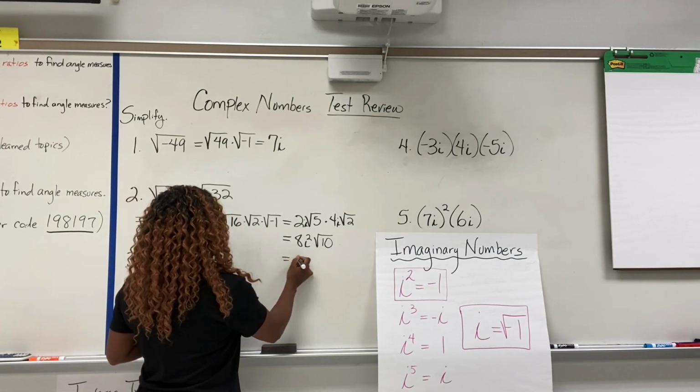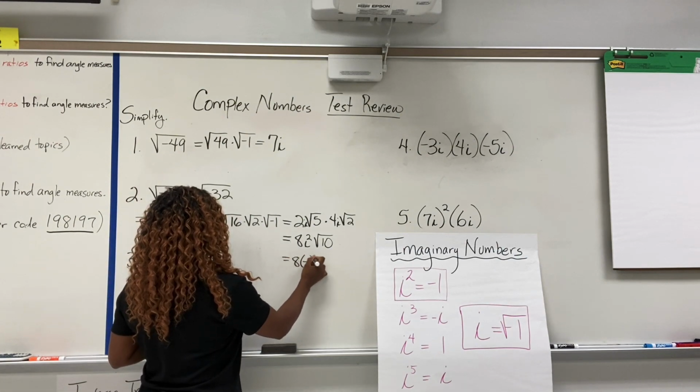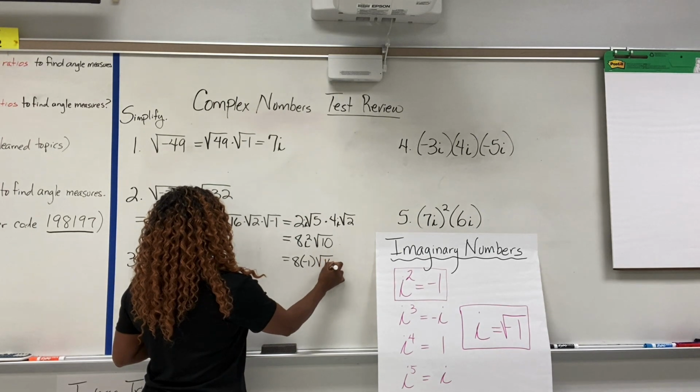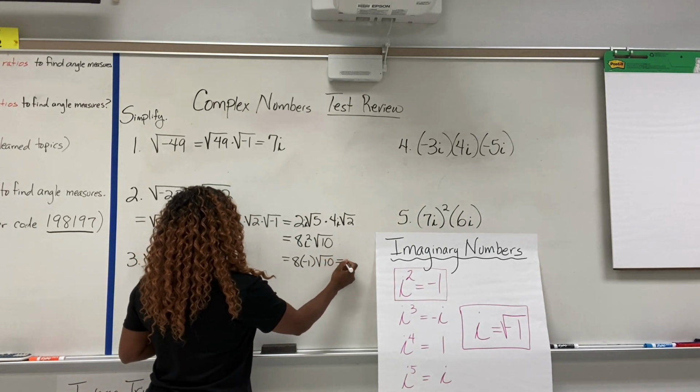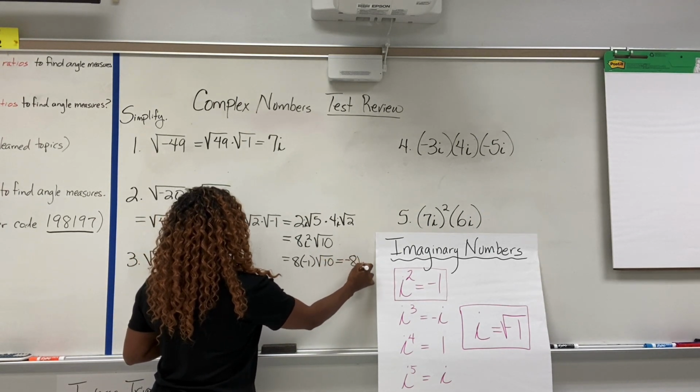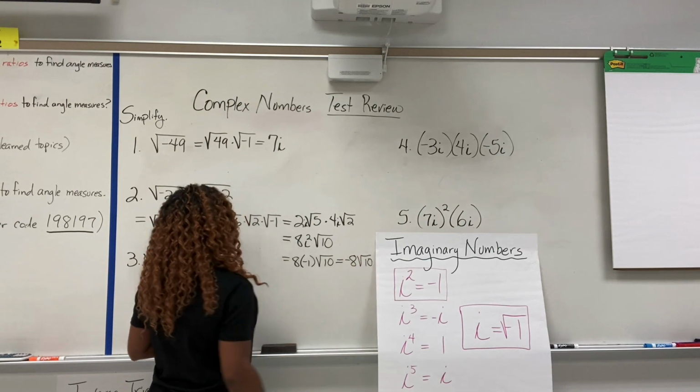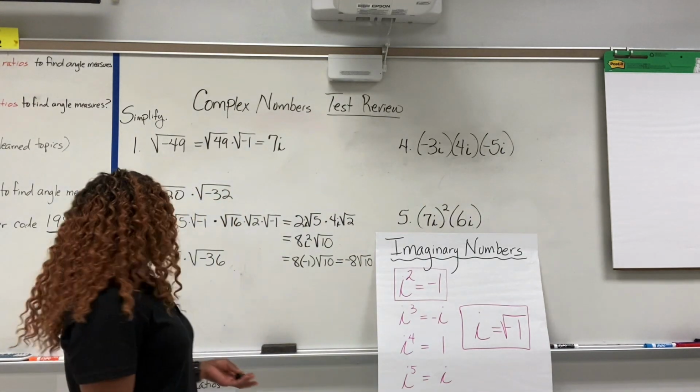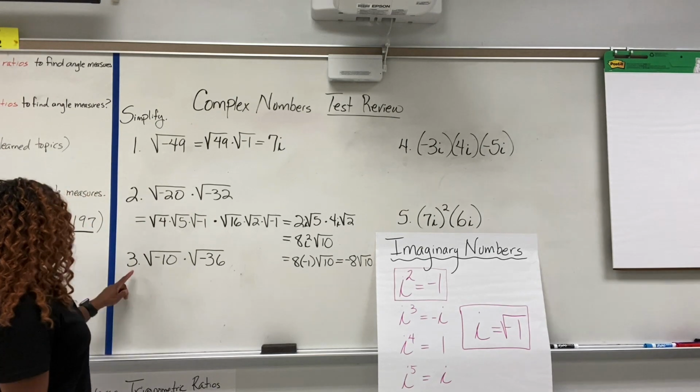So here I'm going to have 8 times negative 1 times the square root of 10. And my final answer will be negative 8 times the square root of 10. So now I'm done. All right, let's look at number 3.